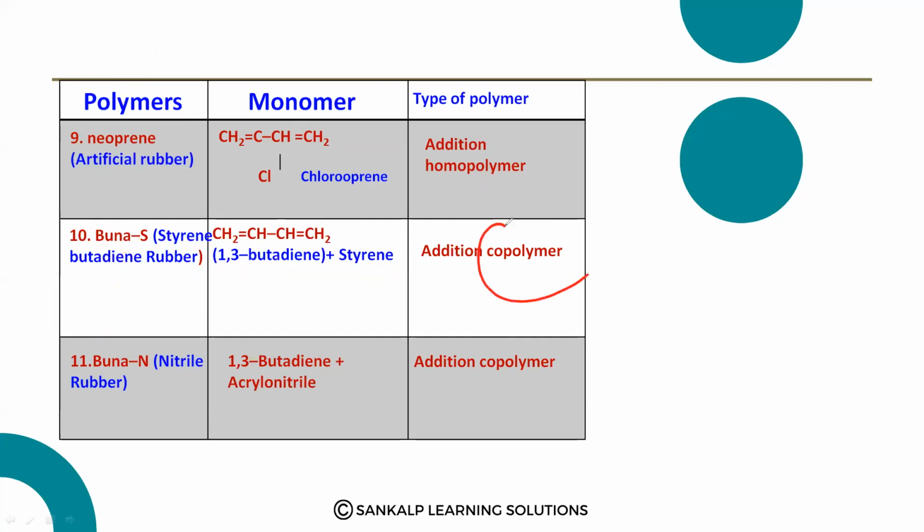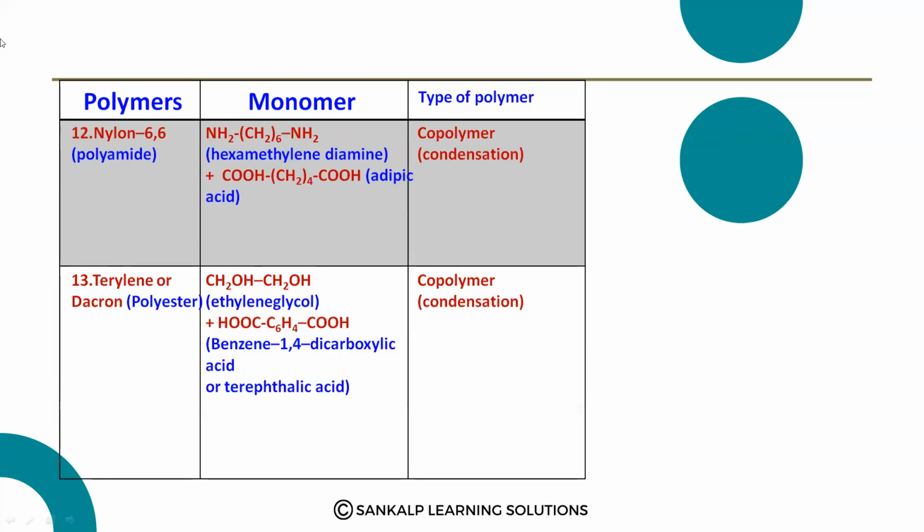Okay, so co means many, two or more monomers are used. So here 1,3-butadiene and styrene are used. What is Buna N? Buna is 1,3-butadiene and N is acrylonitrile. So this also undergoes addition polymerization. So please remember the monomers which are used to build up the polymer. So very important. Next is nylon 6,6.